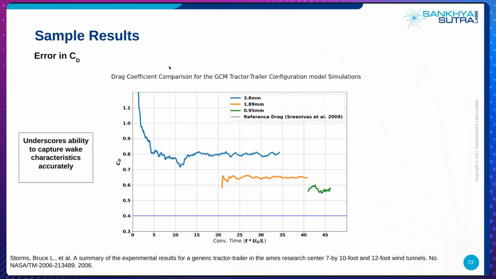So the facility that SankhyaSutra Taral provides the user with is to be able to restart subsequent simulations with twice the number of points for any specific patch as compared to the previous simulation, from the restart instances. So that's how we ran these simulations. We started off with a finest resolution of 3.8 mm, moved to 1.89 mm, and finally we ran simulations for 0.95 mm, where we can see that the error compared to the reference drag is coming down with increasing resolution. And this also underscores the ability of SankhyaSutra Taral to capture the wake characteristics accurately with increasing resolution.